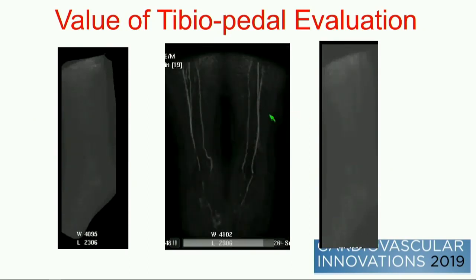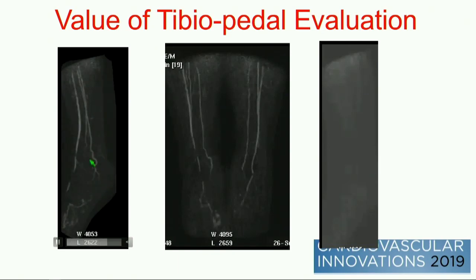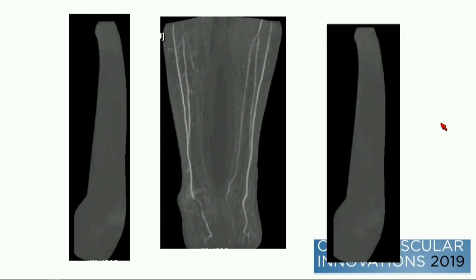Again, that's the value of being able to acquire this volume of information over time, and then you're able to say, let me look at the right foot and really figure out that the DP is occluded and you're filling through a compromised posterior tibial and common plantar arch. And then being able to evaluate these.